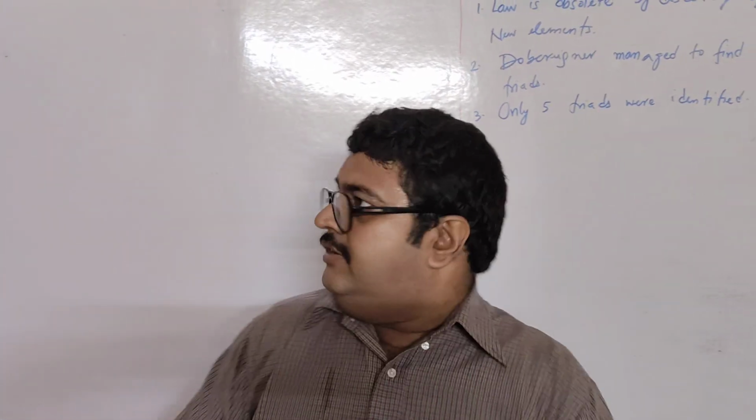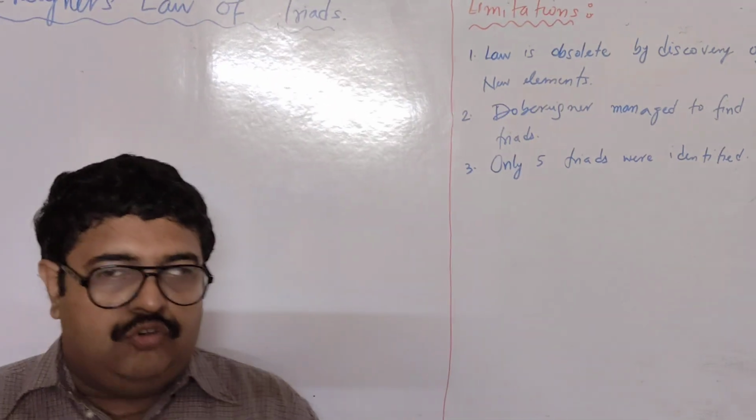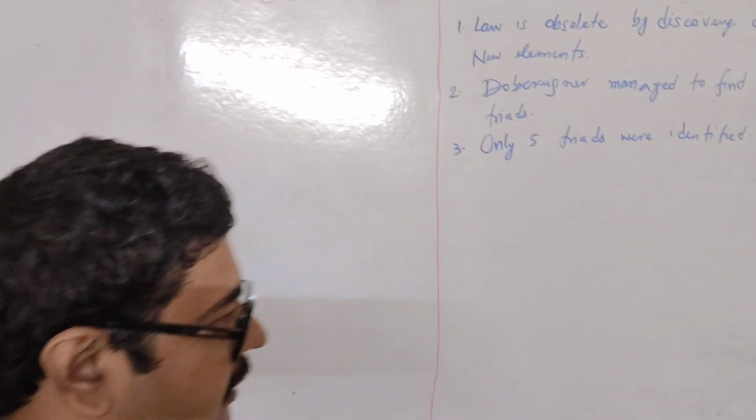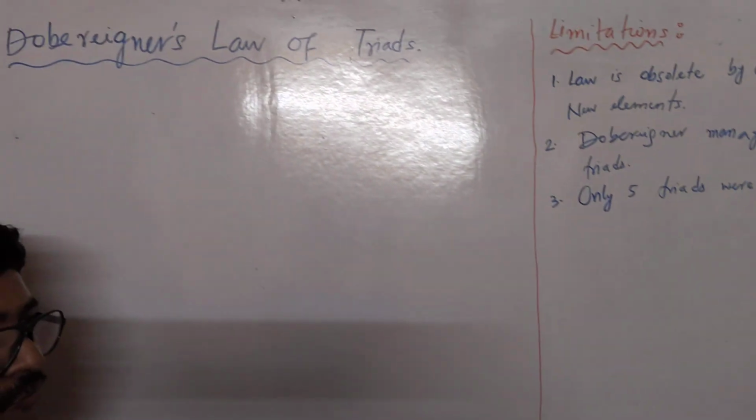So we have started a chapter of chemistry regarding the periodic table. The introduction was finished. So we are starting with the first periodic law, that is Döbereiner's law of triads.